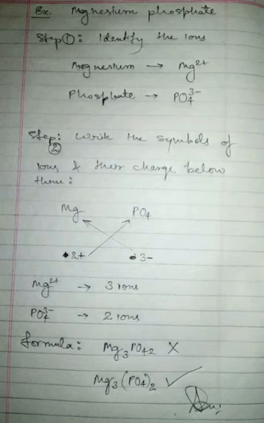What is correct? Write Mg3, start the bracket, write PO4, close the bracket and then write 2 outside.